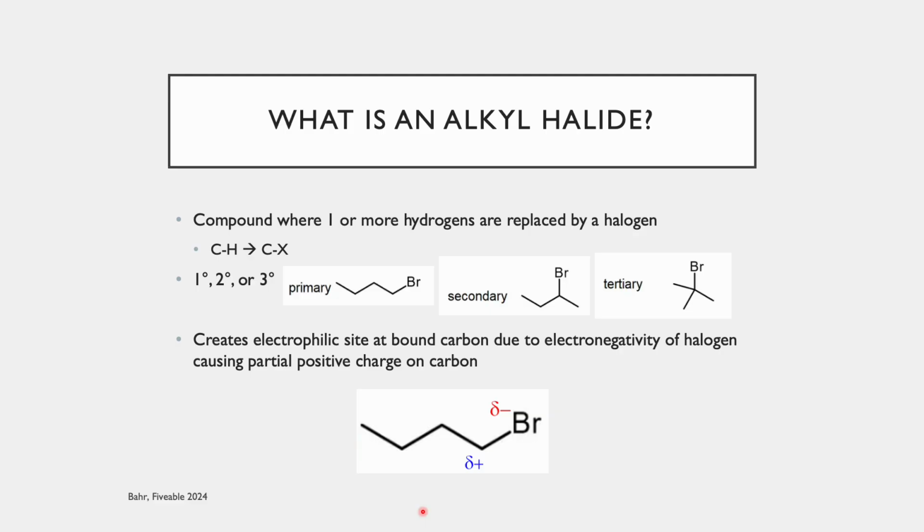Alkyl halides create an electrophilic site at their bonded carbon because of their electronegativity. With the exception of iodine, halogens are more electronegative than carbon and therefore create dipole-dipole interactions that pull the electron density toward the halogen and away from the carbon, which leaves the carbon partially positive. This makes the carbon electrophilic, meaning that it likes electrons and is therefore susceptible to a nucleophilic attack.